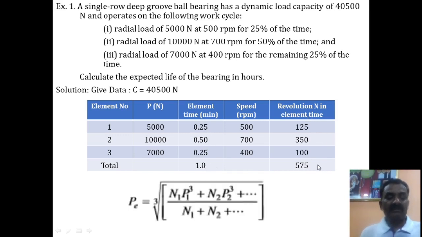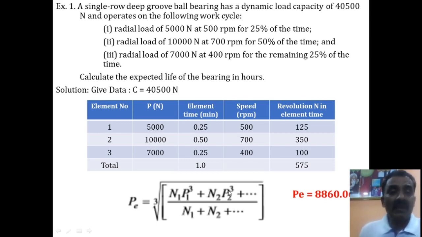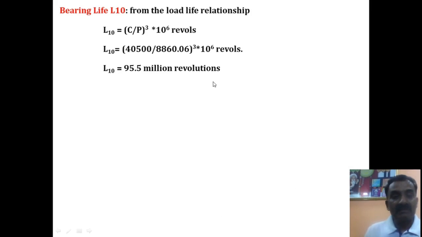We know the equation: the equivalent dynamic load is equal to the cubic root of this. Substitute the values of N1, P1, N2, P2 and calculate the value. Just pause this video, substitute the values and find the answer. The answer is 8860.06 Newton. So we have got the equivalent dynamic load acting on the bearing when it is subjected to cyclic load. Now we will calculate the life of the bearing.